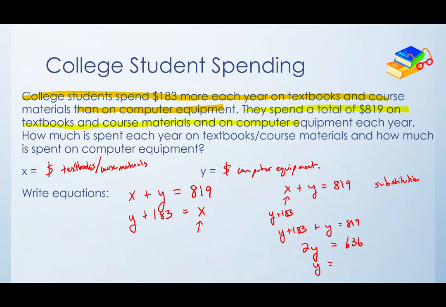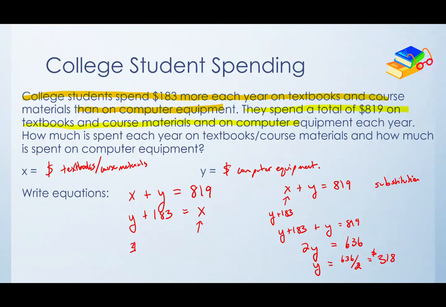Little baby calculator here. 819 minus 183 is 636. So y is going to be half of that. That's going to be $318. And now we can go find the other one, because we know y plus 183 is equal to x.